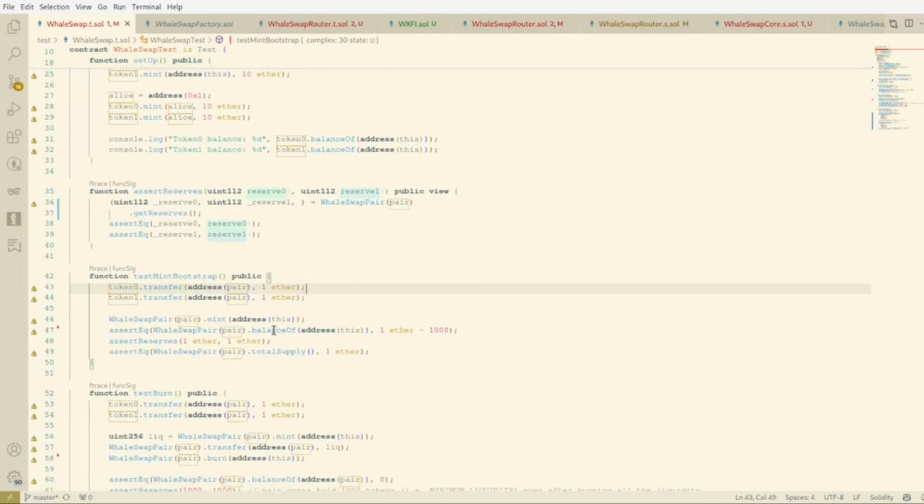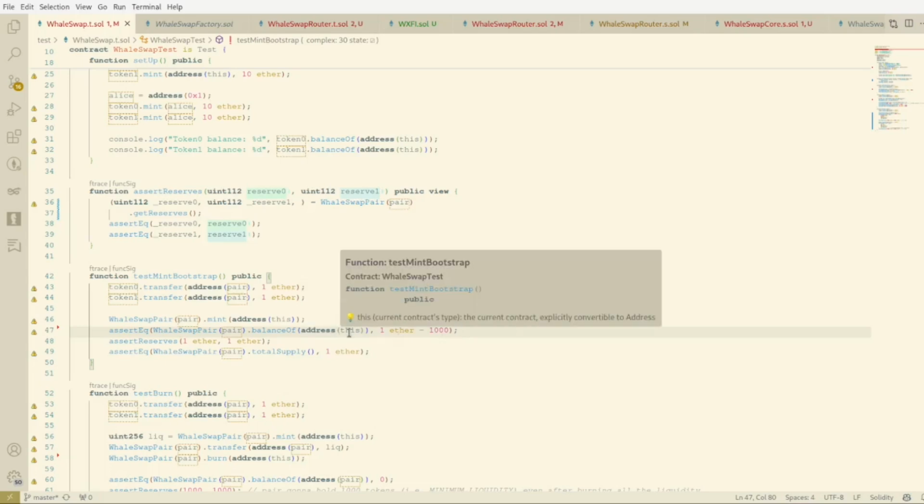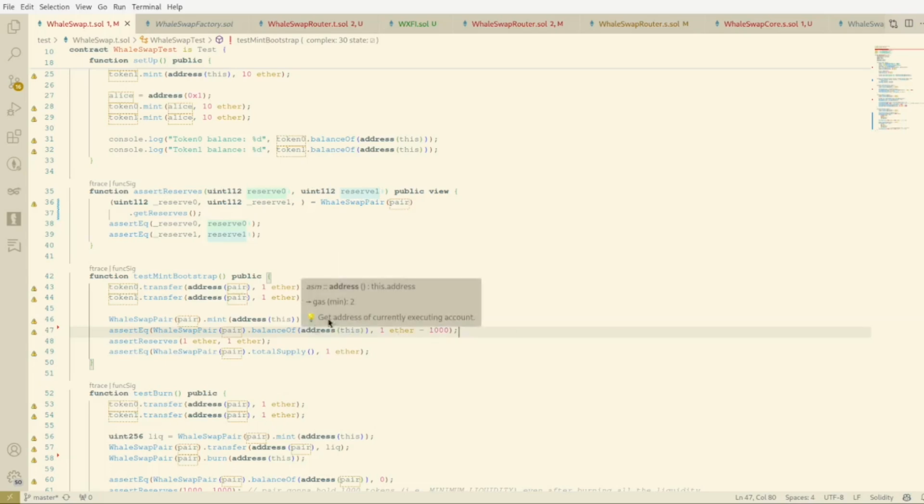Then we have tested that after minting tokens for the liquidity provider, which is the current contract in this case, we have checked whether the current contract, which is the liquidity provider for the pair, has a balance of 1 ether minus 1000. Why the minus 1000? We can check this through the actual contract and the actual function.